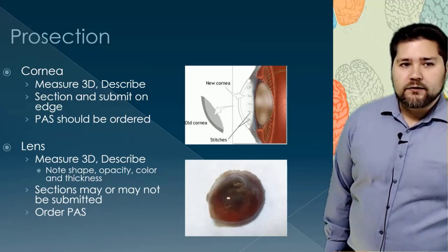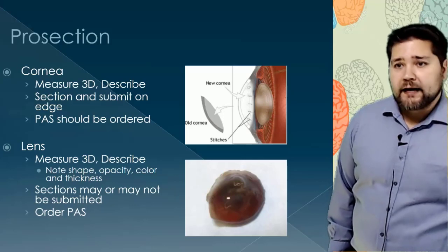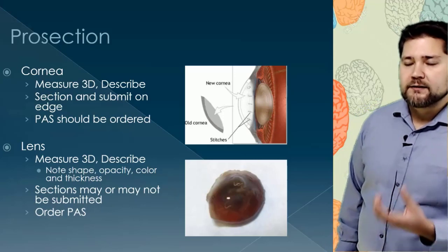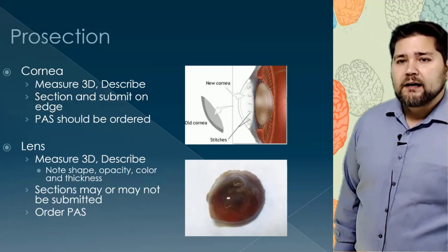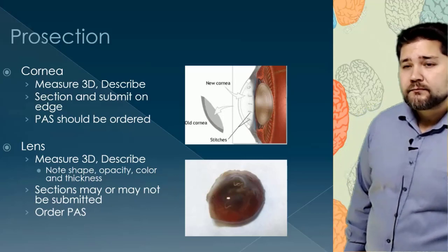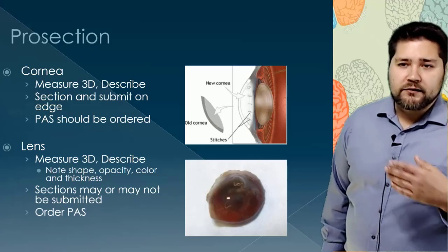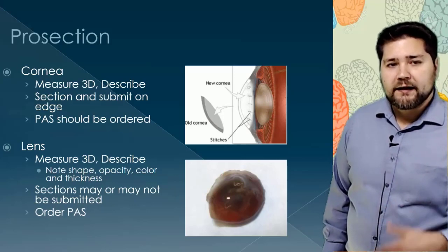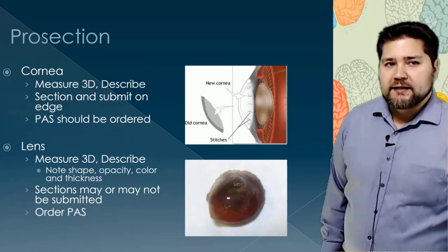With lens, you're going to measure that in 3D and describe the same. You'll talk about the color, opacity, especially since you're going to get these for cataracts, so you want to describe that sort of appearance. You want to see how thick these specimens are, how pliable they are. Sometimes they're very rigid and firm, sometimes they're soft. With lens, it depends on your lab. Sometimes they won't even submit them. They'll treat them as gross only specimens, but you can actually section these and submit them and look at them histologically. And they are pretty interesting. So if you are going to section them, just bisect or serially section, submit it entirely on edge as well. And again, order the PAS to highlight those histological features for these specimens.